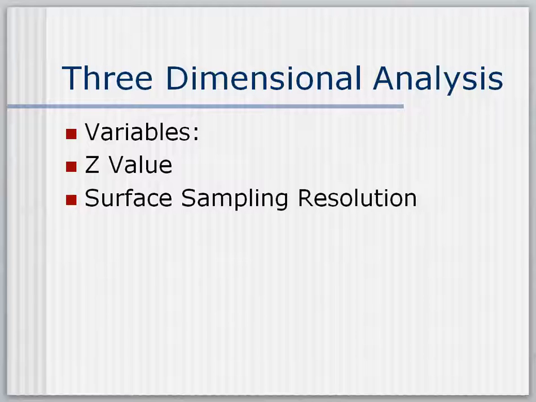Okay, let's do this three-dimensional analysis thing. For starters, the variables. Number one, what are you looking at? What is it that you want to make three-dimensional? Number two, the z-value. It's your units of measure. Is it decimal degrees? Is it feet, inches? Are you going to have to do any kind of unusual ratioing or scaling or something like that? Those are things to consider. And finally, the third point here: surface sampling resolution.